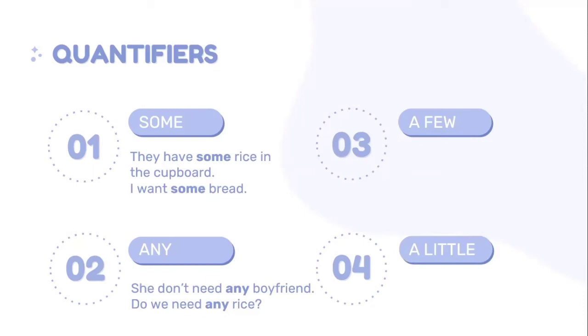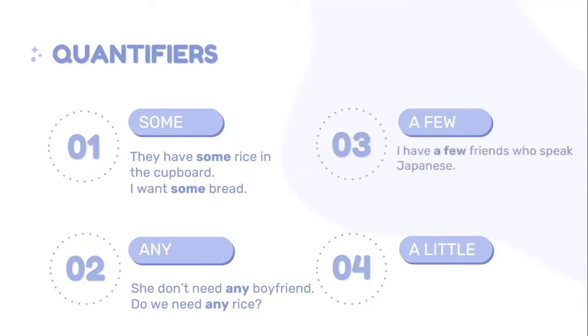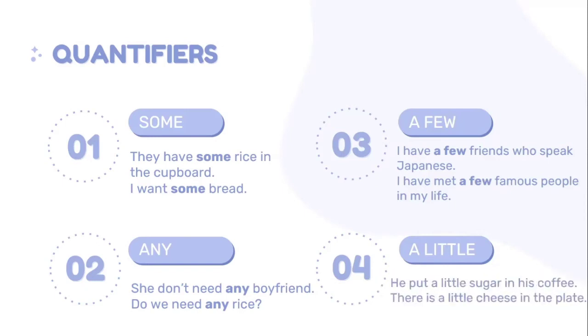A few is used with countable nouns. For example, I have a few friends who speak Japanese. Or I have met a few famous people in my life. If you understand a few, then you can understand a little. A little is used with uncountable nouns. For example, he put a little sugar in his coffee. There is a little cheese on the plate.